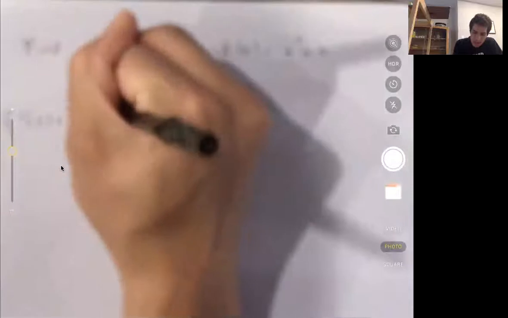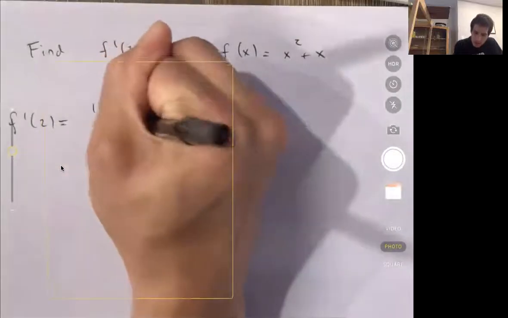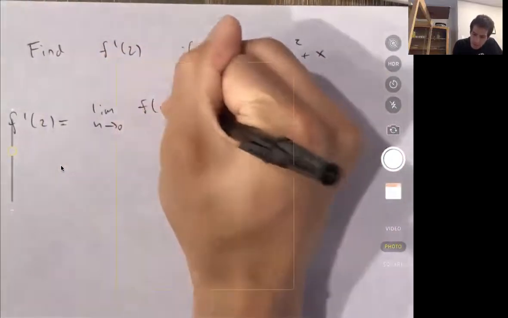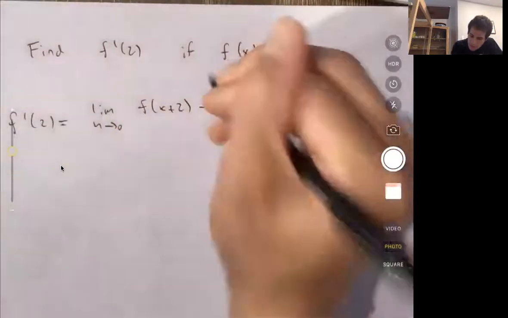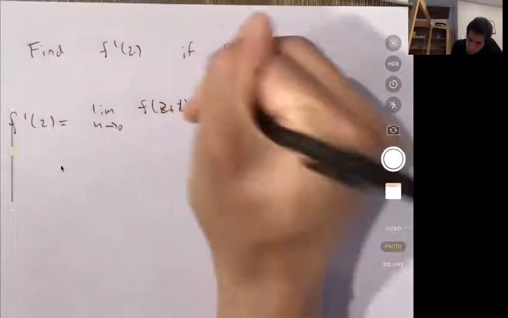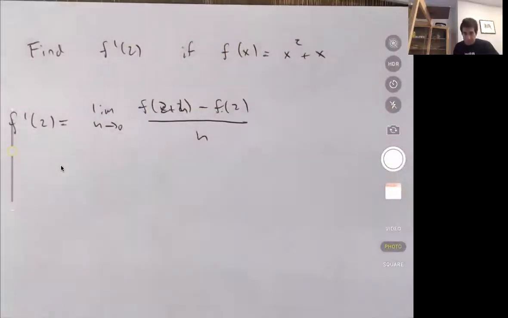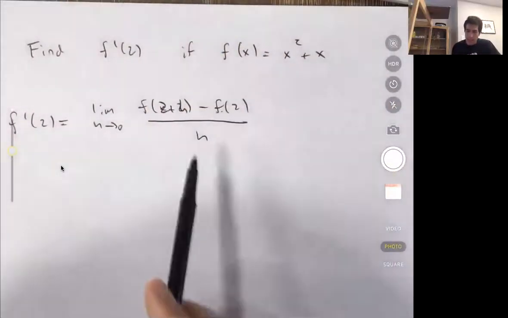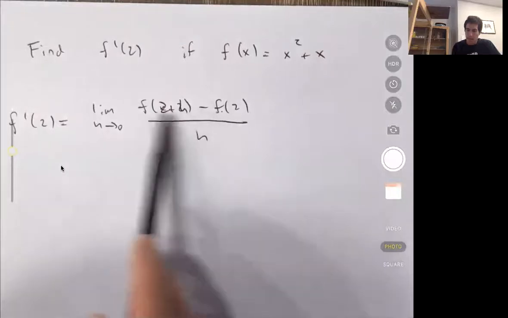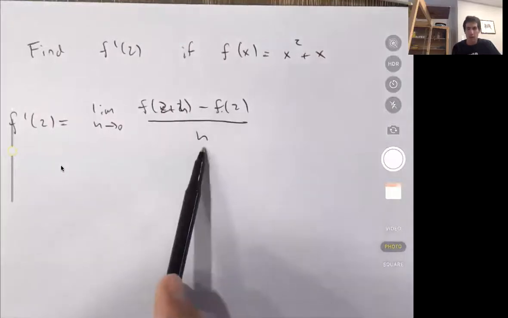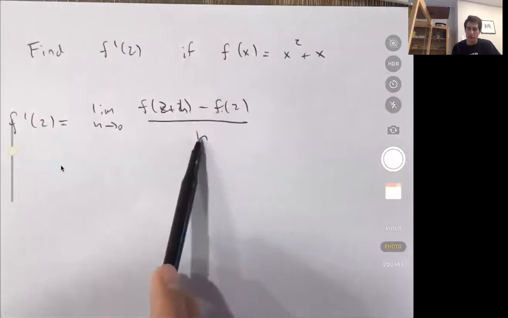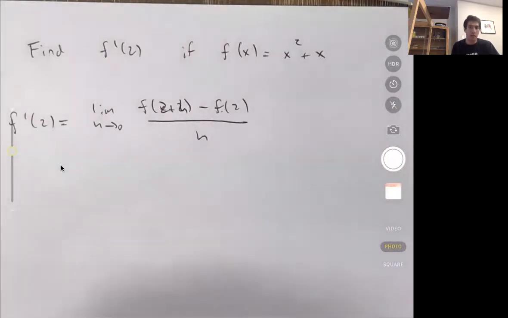So the derivative at 2 is defined to be the limit as h goes to 0 of f of 2 plus h minus f of 2, divided by h. And this is going to go to f of 2 minus f of 2 over h. So it's going to go to 0 over 0. So we need to do some sort of simplification to see whether this limit exists or not. So right now we're not sure.